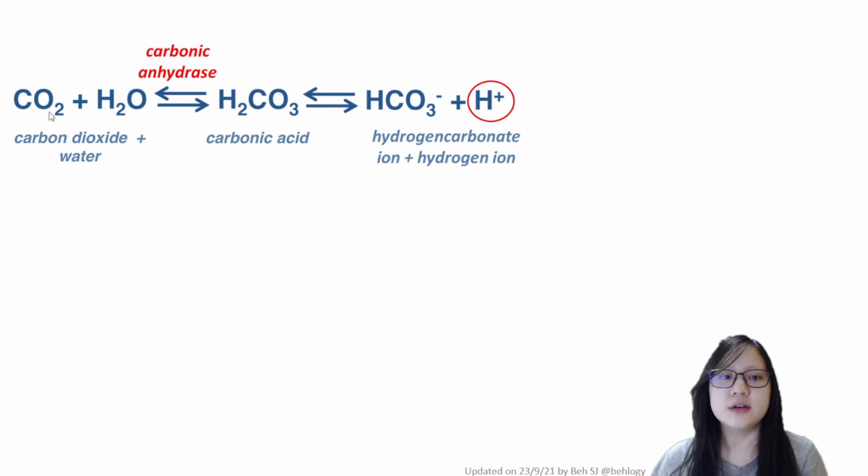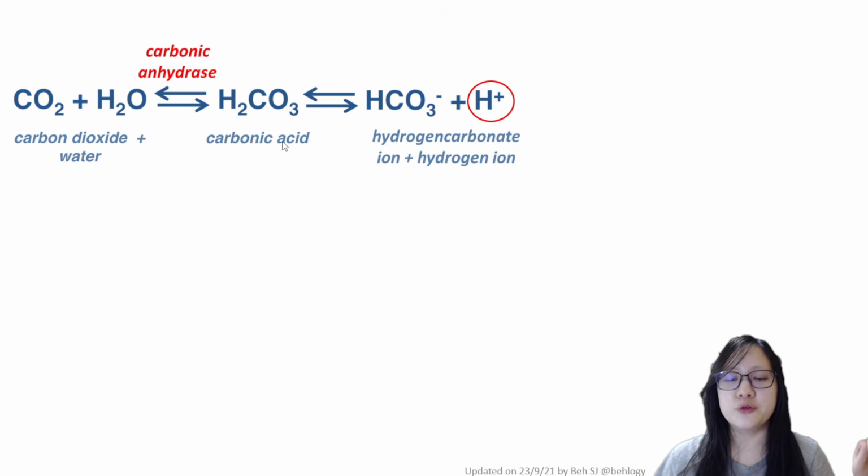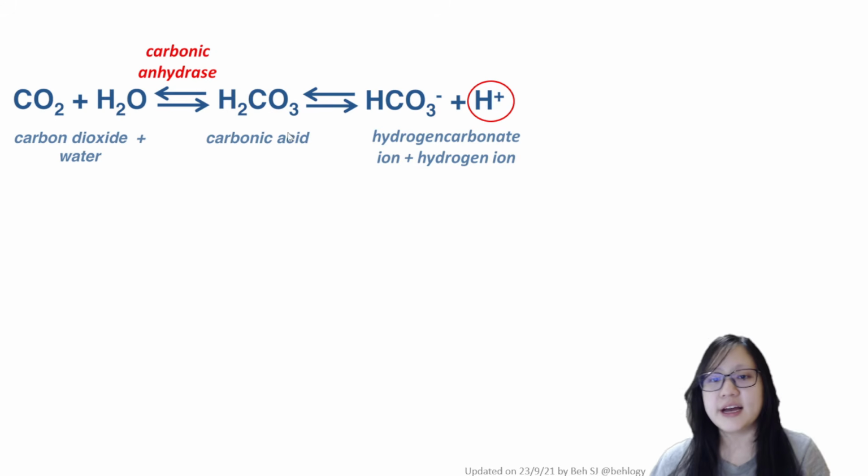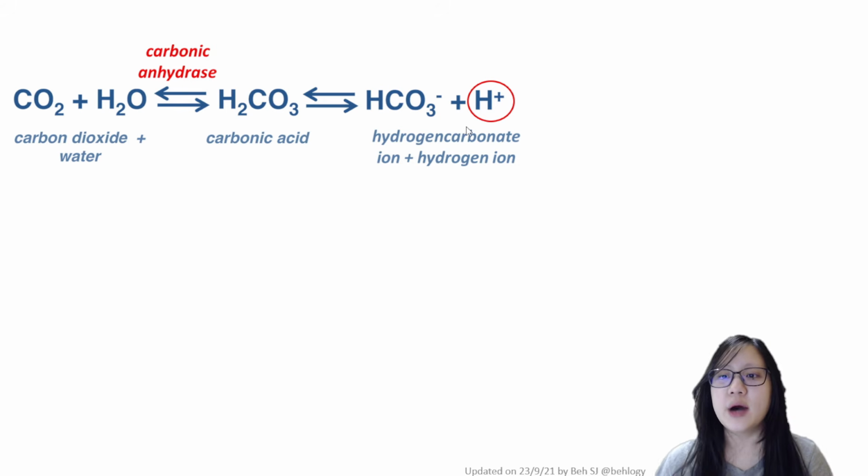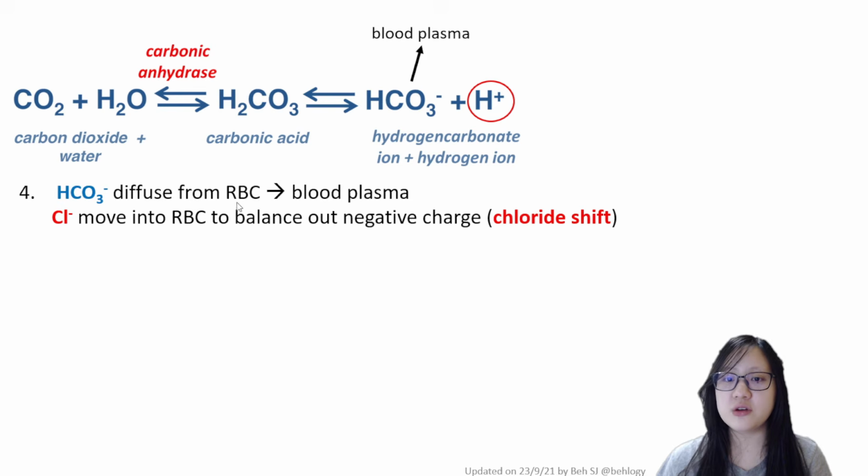So, okay, so far we have carbon dioxide and water combining to form carbonic acid, and this is catalyzed by carbonic anhydrase. Now, this carbonic acid then dissociates into these two ions, right? Hydrogen ion and hydrogen carbonate ion. This hydrogen carbonate ion, where does it go? It goes out of the cell. It diffuses from the red blood cell into the blood plasma, and CO2 is primarily transported in this form, in this ion, in the blood plasma.